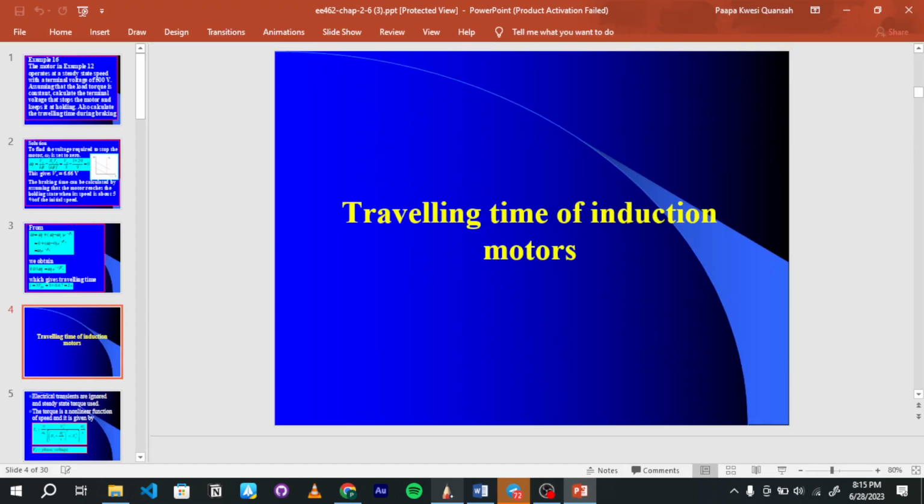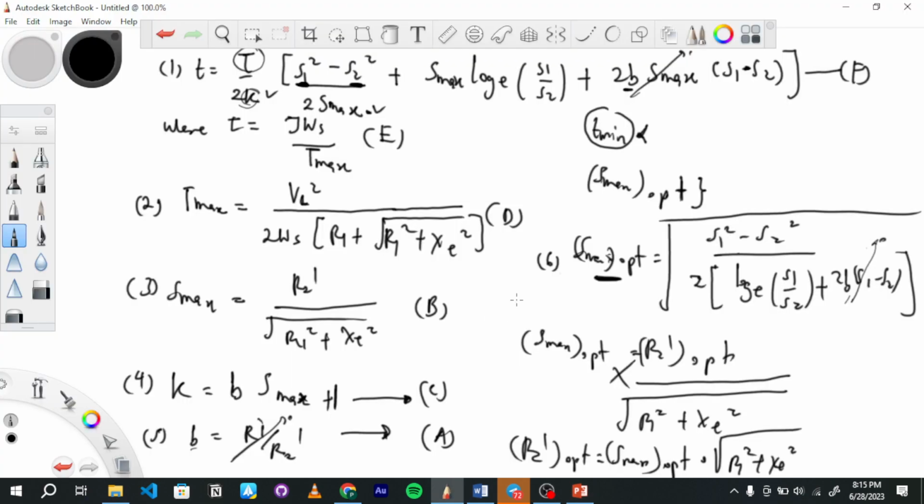Okay. So these are the formulas that we need in the traveling time of induction motors.